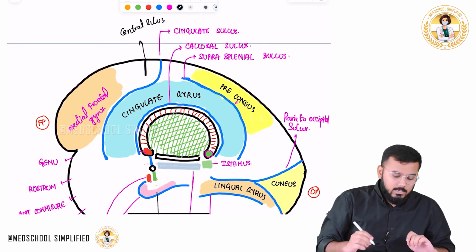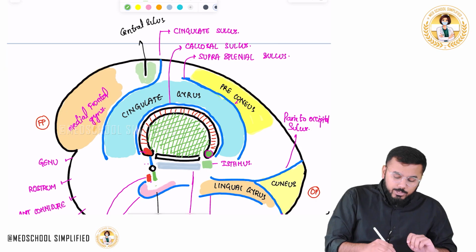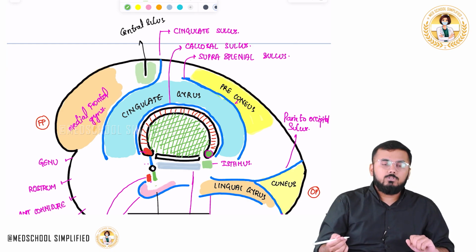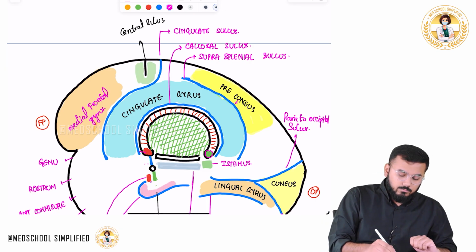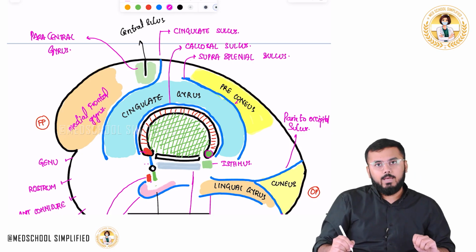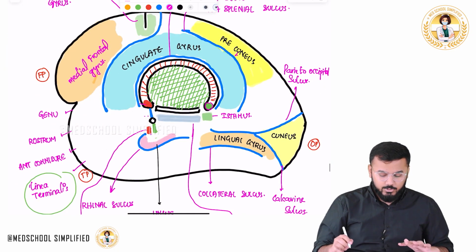So here also there is the central sulcus. Surrounding this central sulcus, you see there is a U-shaped gyrus. This gyrus is surrounding the central sulcus. Anything surrounding is called para, so that is why this gyrus is called the paracentral gyrus. This gyrus over here is your paracentral gyrus. So these are some of the very important sulci and gyri which you need to know.